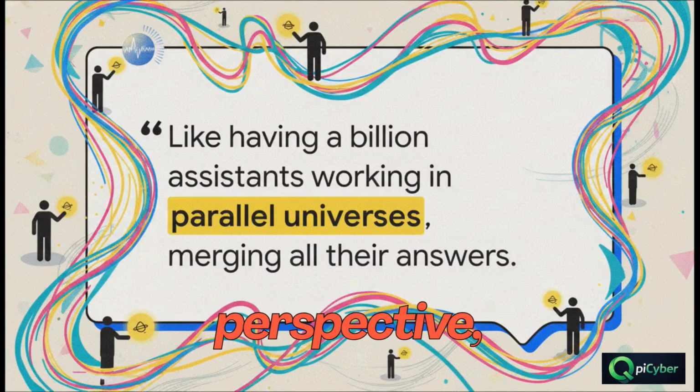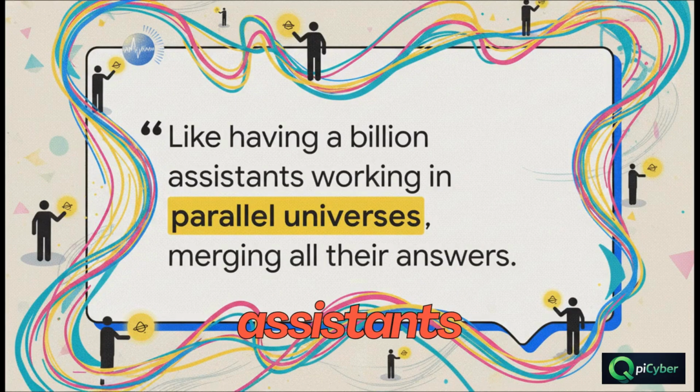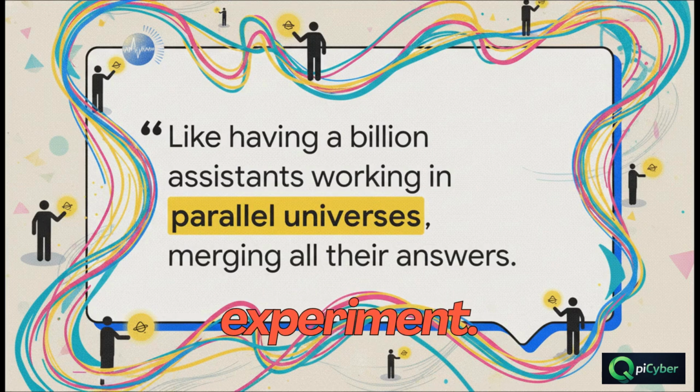To put that into perspective, it's kind of like deploying a billion assistants across parallel universes. Each assistant checks a different grain of sand instantly, and then they all merge their answers back into our reality to hand you the exact location. And listen, this isn't just some abstract thought experiment. It has profound real-world implications for us.